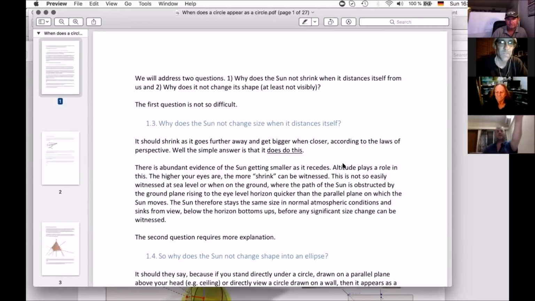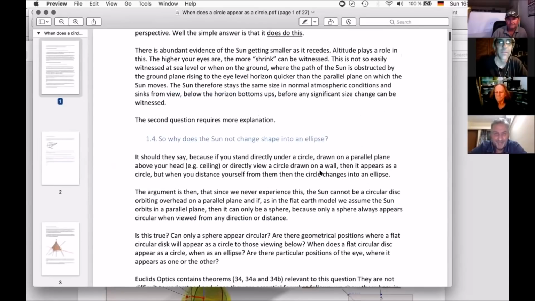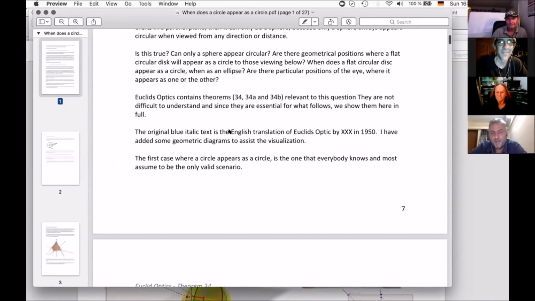You can look at a circle on a wall, and if I move to the side of it, it will look elliptical. But there are a few things in there that are very subtle. I found an old English translation of Euclid's Optics. Euclid did not only do the Elements of geometry, Euclidean plane geometry, he also wrote a pamphlet about optics. The very first English translation ever made was in 1950. You've got to believe that, right? It's amazing.